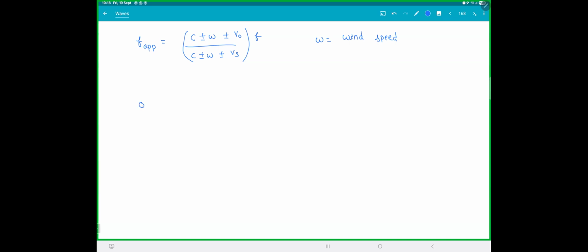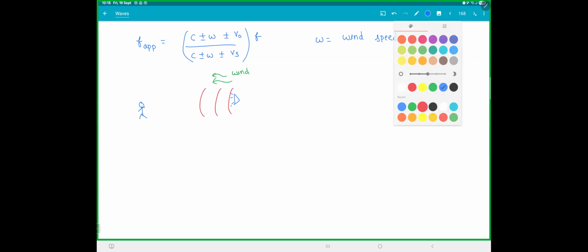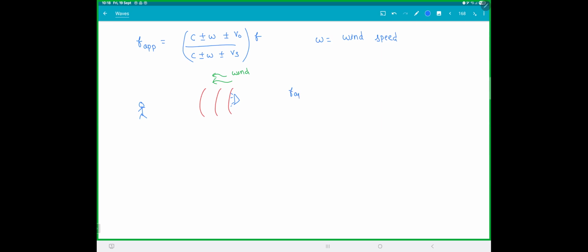So two cases. Let's say observer is standing here, source is here. The sound waves are going this way. And let's say wind is also going this way. You tell me, will the wind support the sound or not? It will support. So f apparent will be (C + W ± V naught) / (C + W ± Vs) into f. The signs of V naught and Vs you will get from the previous one. Making sense?